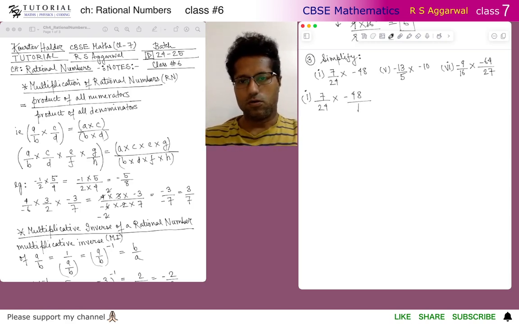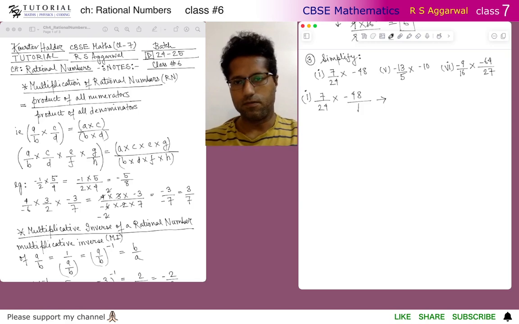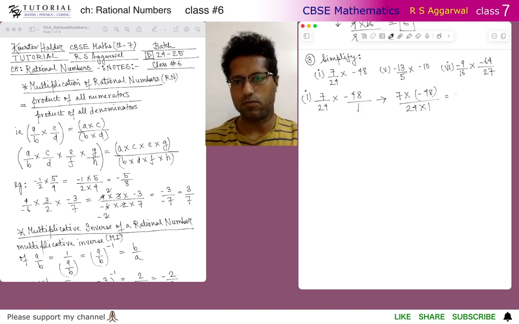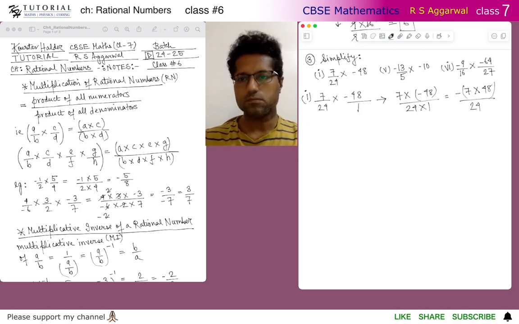Okay. So now what we do is we simply find the product of the numerators and divide that by the product of the denominators. And in the numerator we have a negative number and a positive number, so the product will be 7 into 48, over 24, and this cancels with 48 2, so the answer is minus 14.